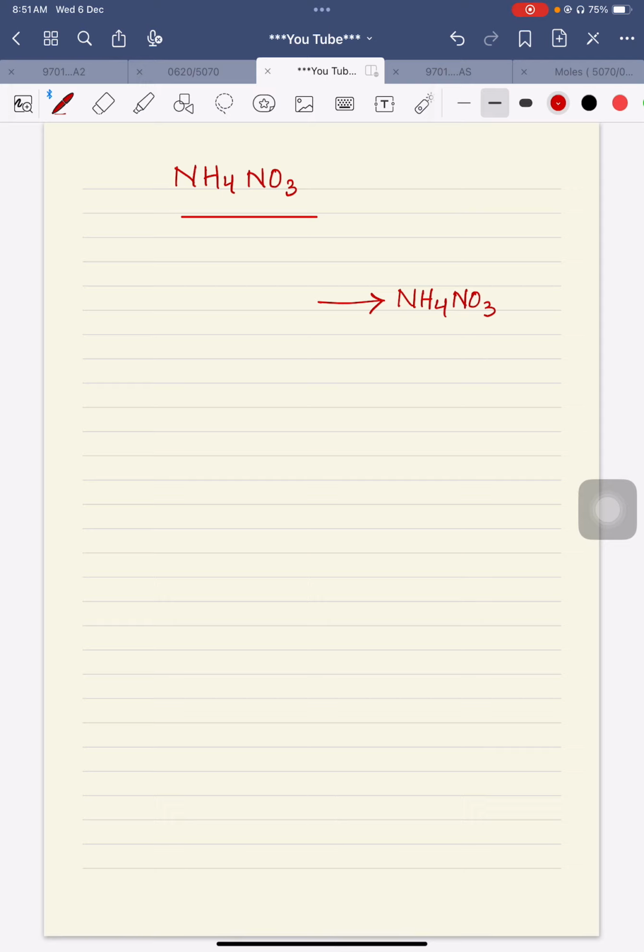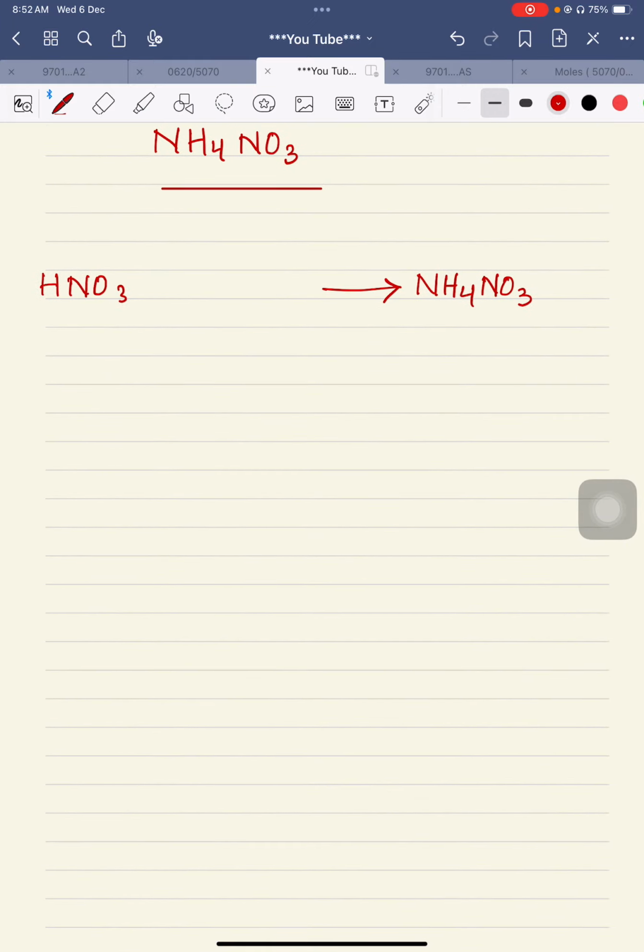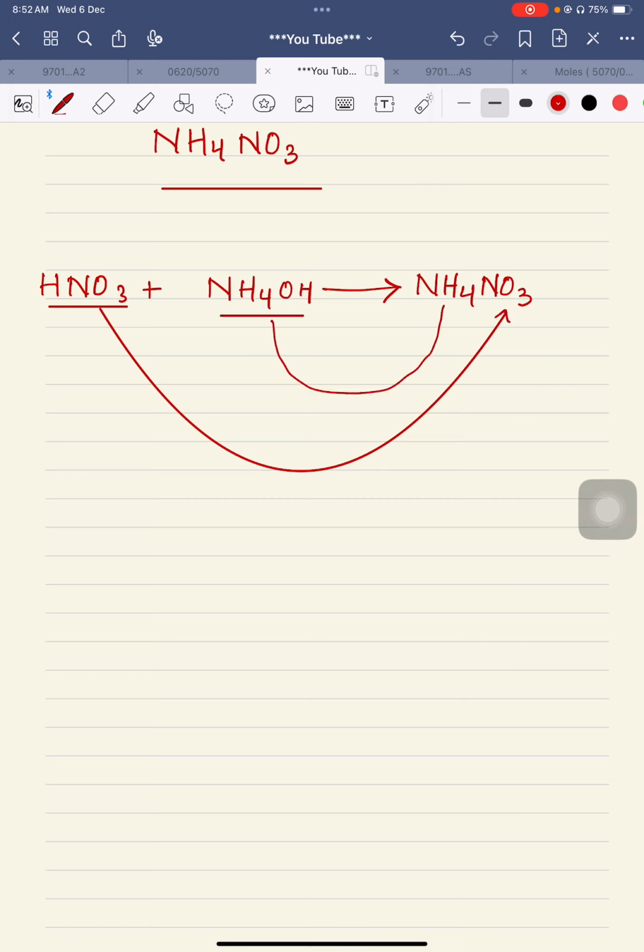Now, as it is ammonium nitrate, what will be the two reactants reacting with each other to give ammonium nitrate? One of them will be nitric acid, because HNO3 will become the source of nitrate. Whereas the ammonium part will be obtained from ammonium hydroxide. NH4OH is called ammonium hydroxide. So nitric acid is the source of nitrate, whereas ammonium hydroxide is the source of the ammonium part.